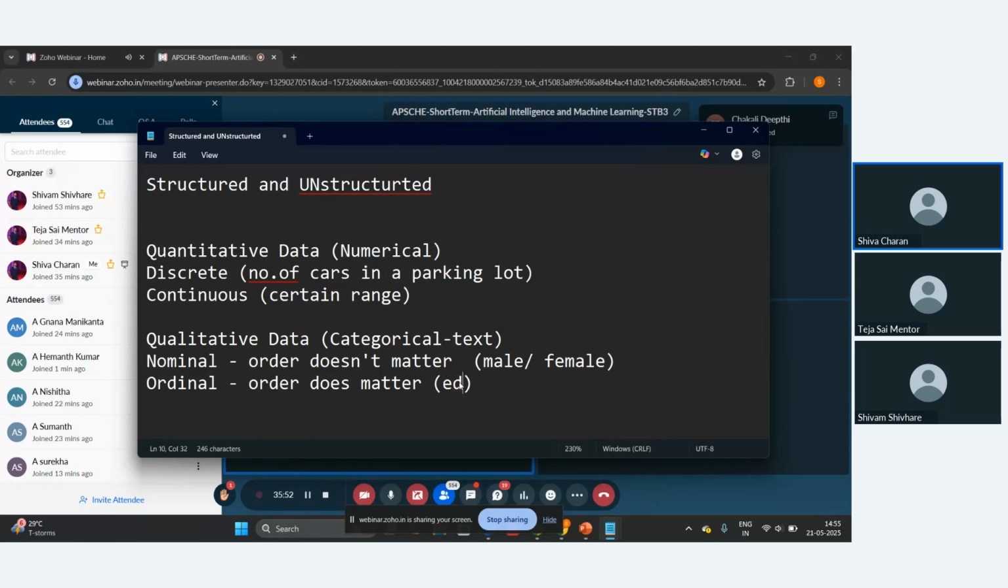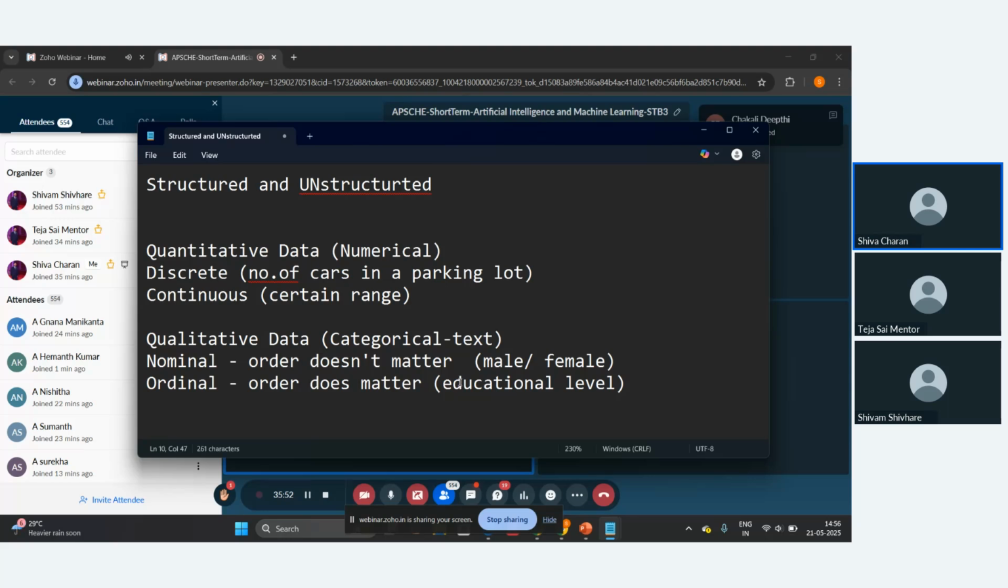So the best example we can consider here is education level, okay? Now you people are filling the attendance, right? So you'll be checking bachelor's degree, master's. So in education, it's order wise, right? Order does matter over here, okay? So did you people understand this order doesn't matter and order does matter scenario?